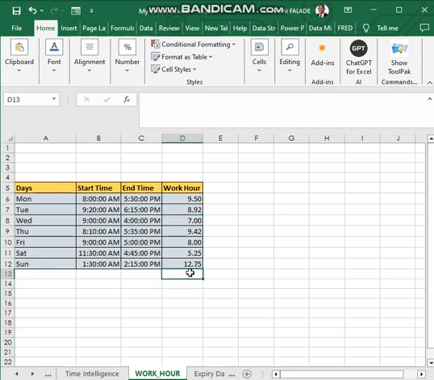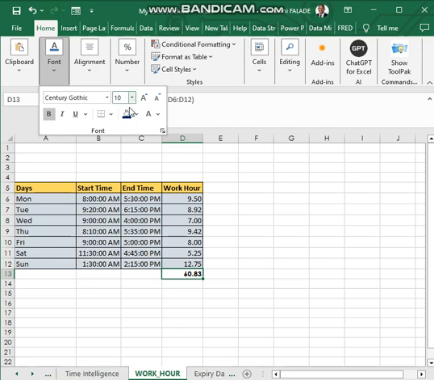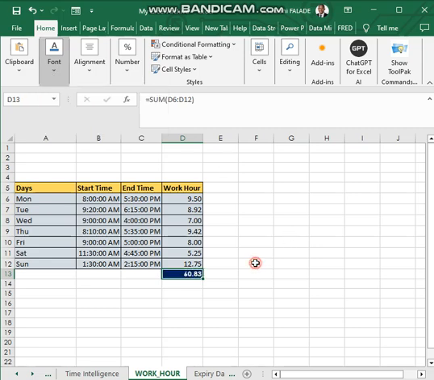You can use the auto sum or the shortcut Alt plus equals sign, and you should be able to get the total, which is 60 hours, now 60 hours with a fraction of 0.83. So this is how you can compute the number of work hours, and you can multiply by the amount you pay per hour.